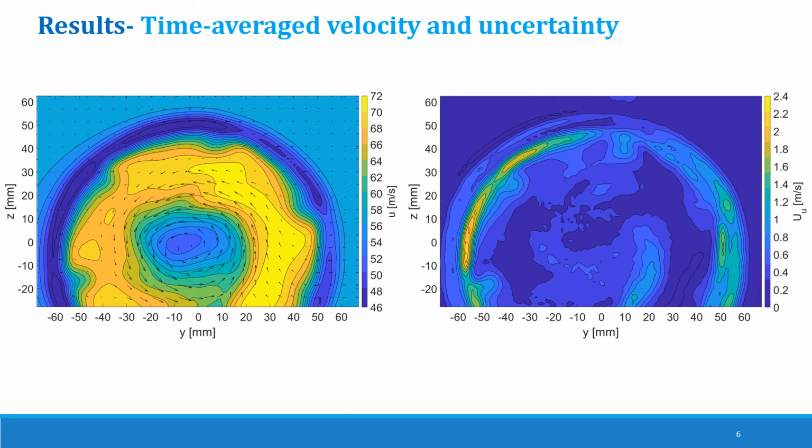Let's see how the results look like. The estimated time average streamwise velocity component u and in-plane velocity vectors are shown in the left figure. On the right side, you can see the contour plot of the total uncertainty in the time average streamwise velocity u.